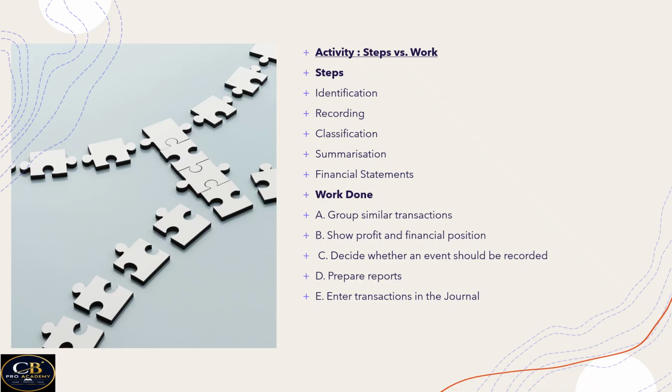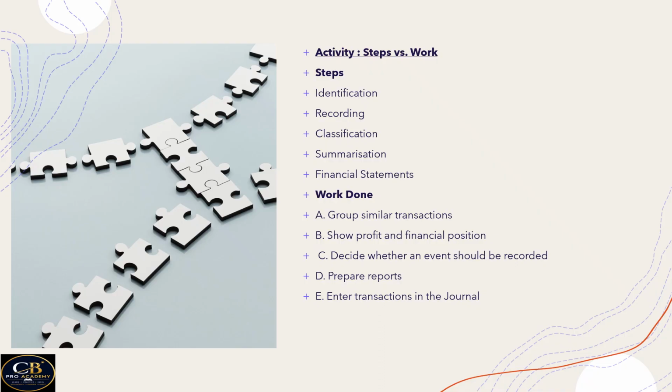Let's discuss one activity. Step versus work. Steps which we discussed: identification, recording, classification, summarization, financial statements. Work done divided into 5 categories. Group similar transactions, show profit and financial position, decide whether an event should be recorded, prepare reports, and the last one, enter transaction in the journal.